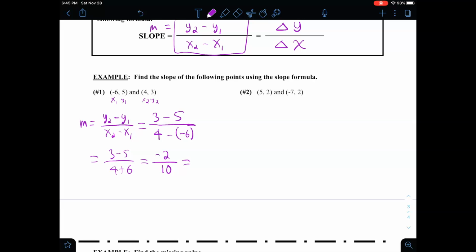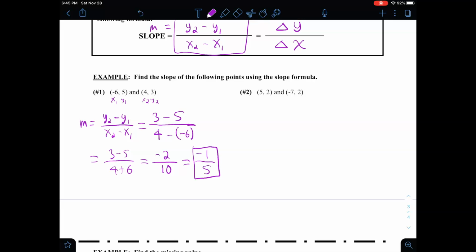So what number goes into 2 and 10 nicely? Well, they're both even numbers, so 2 goes into every even number. So 2 divided by 2 is, we're going to have negative 1 on top, and 2 goes into 10 5 times. So we get negative 1/5 as our slope. So if you were to graph these points and use rise over run, you would get negative 1/5. It would be the exact same thing.